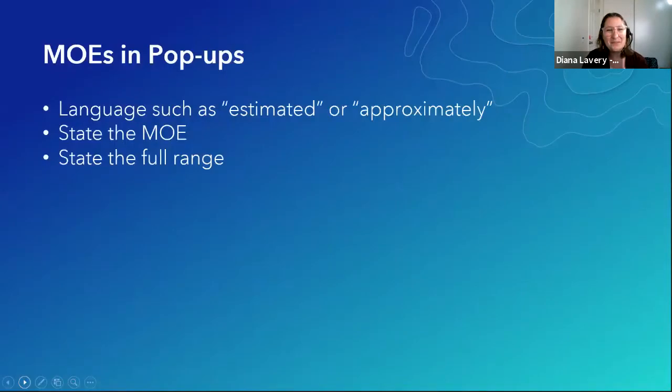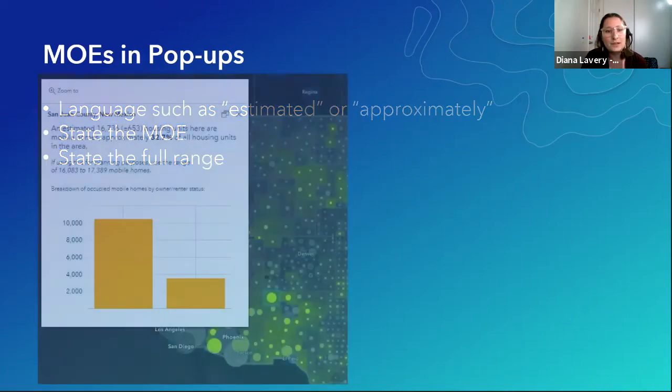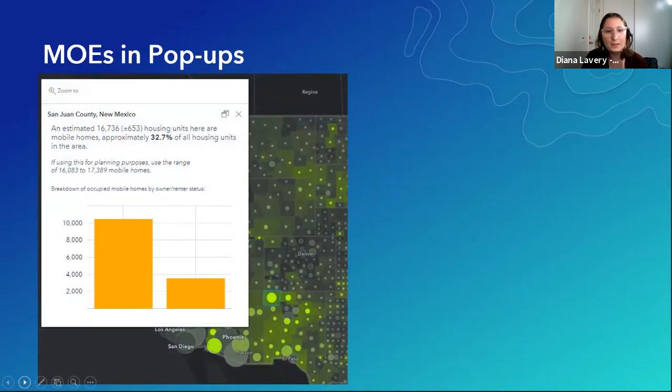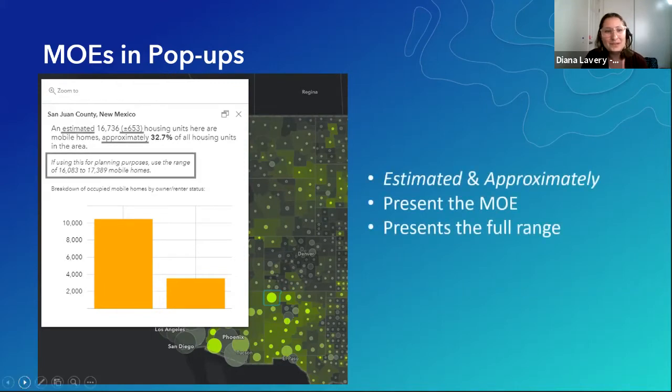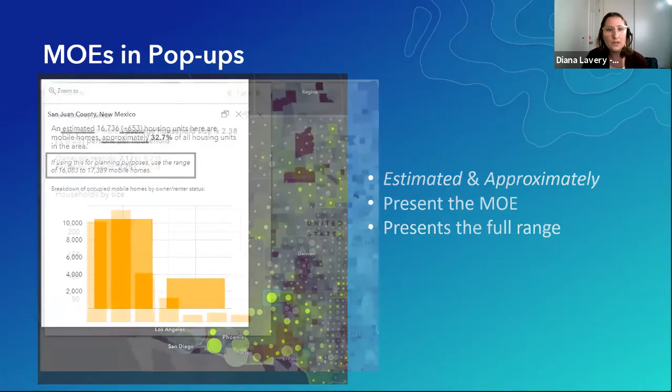Moving on to pop-ups. It's always a good idea when communicating ACS estimates to use words such as estimated and approximately. We can state the full MOE or state the range. Here's what I mean by that. Here we've got a pop-up that comes on when you click on San Juan County, New Mexico. Notice the words estimated and approximately here, and we're presenting the MOE itself as well as the full range if you're using this data for any kind of planning purposes.